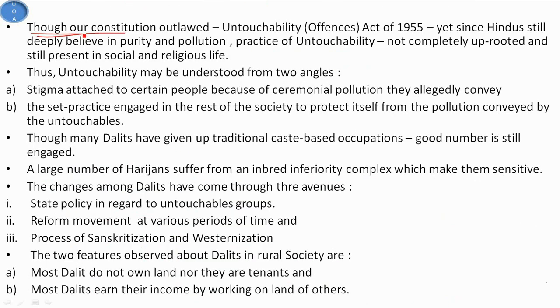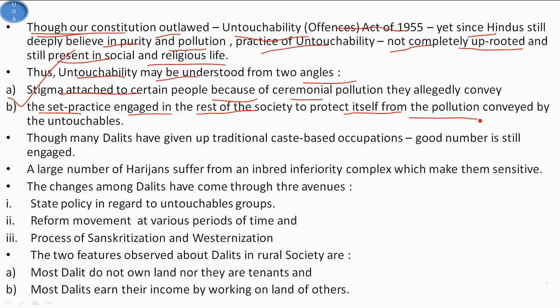Our constitution outlawed untouchability, and the Untouchability Offences Act was passed in 1955. Yet since Hindus still deeply believe in impurity and pollution, the practice of untouchability has not been completely uprooted, and it is still present in social and religious life. We can say untouchability may be understood from two angles. The first is the stigma attached to certain people because of the ceremonial pollution they allegedly convey, and the second is the sad practice engaged in by the rest of society to protect itself from the pollution conveyed by the untouchables.